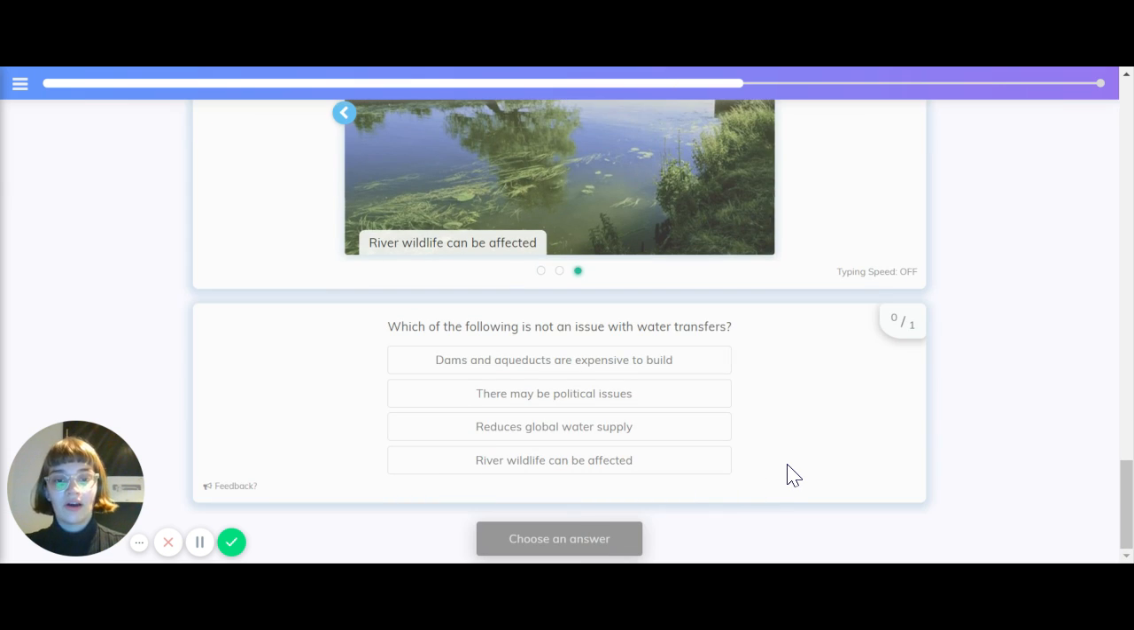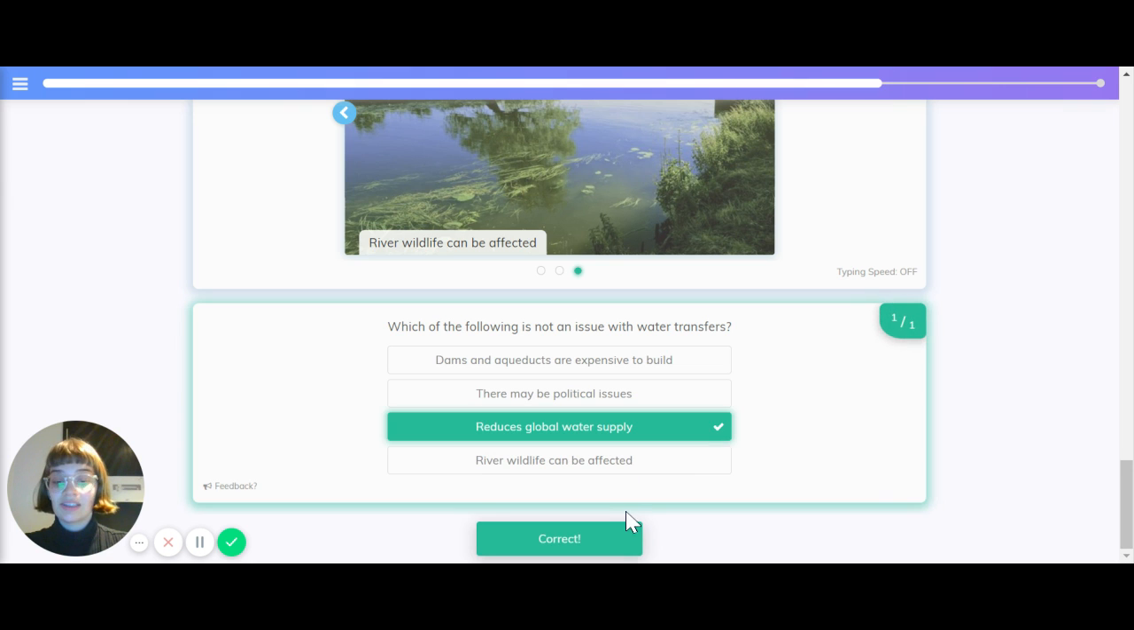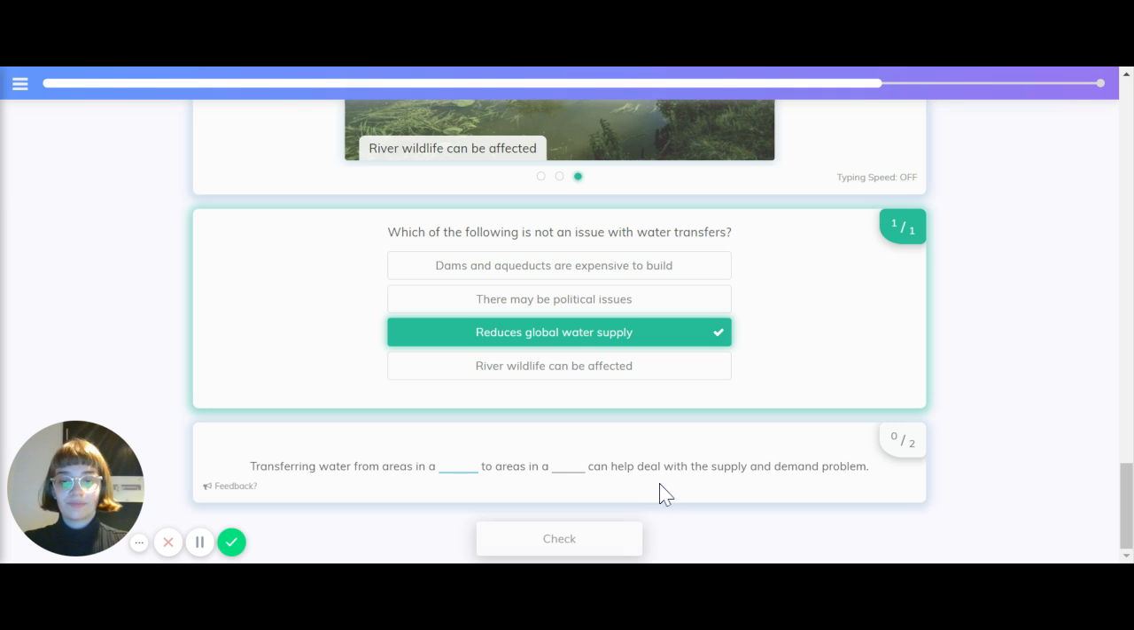So which of these is not an issue with water transfers? Is it that dams and aqueducts are expensive to build? There may be political issues, it reduces global water supply, or river wildlife can be affected. The correct answer is that it does not reduce global water supply.